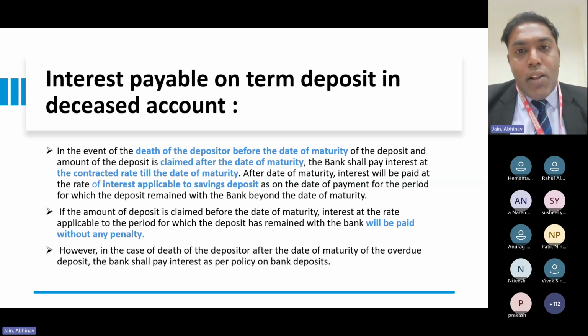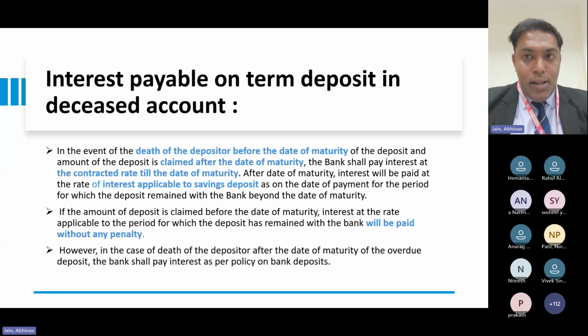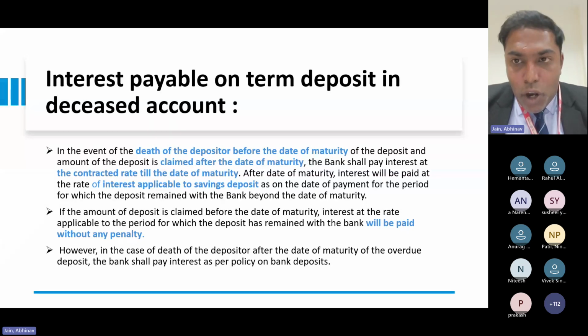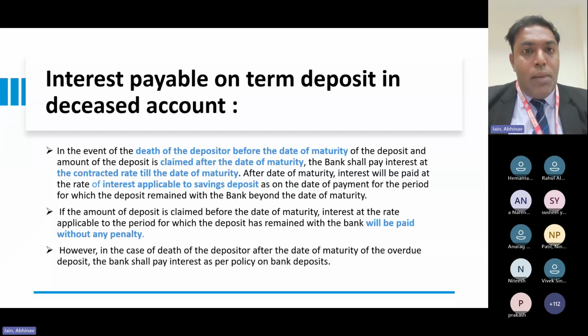In case of death of the depositor before the date of maturity of the deposit, very important, if the amount of the deposit is claimed after the date of maturity, then the bank shall pay interest at the contracted rate till the date of maturity, and after that they will pay the savings rate of interest.